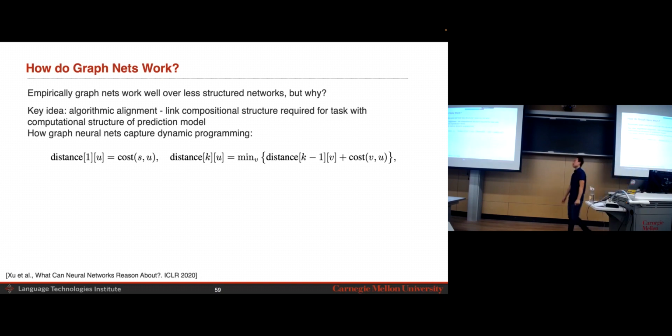You can basically recurse, and once you recurse enough times and you see all the nodes in the graph, you're going to essentially get the all-node shortest path solved, right? The shortest path from yourself to all nodes in a graph.